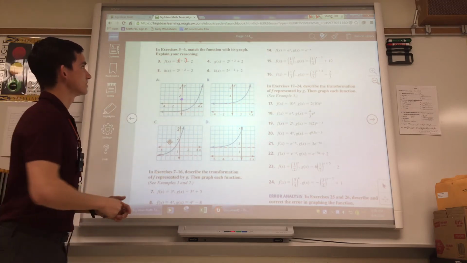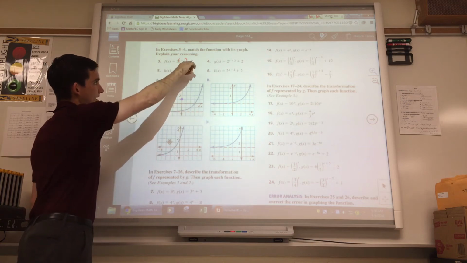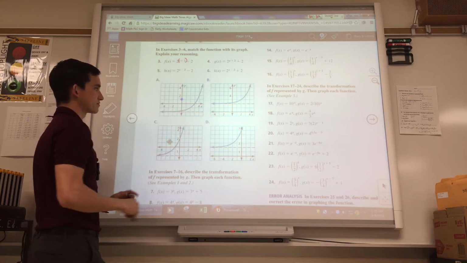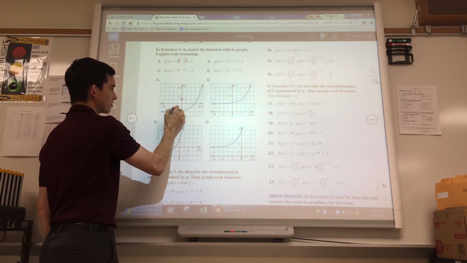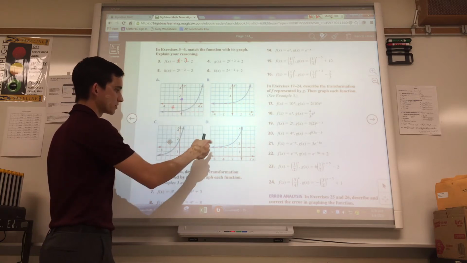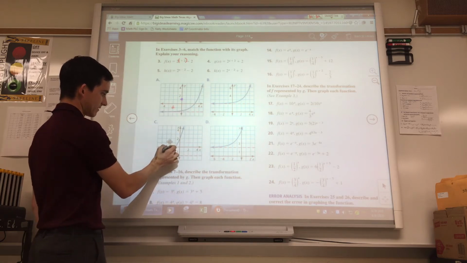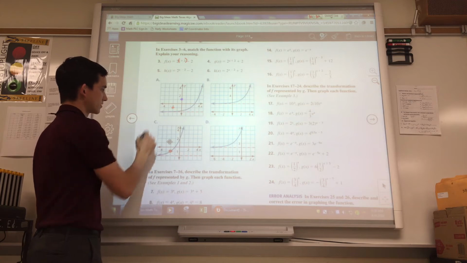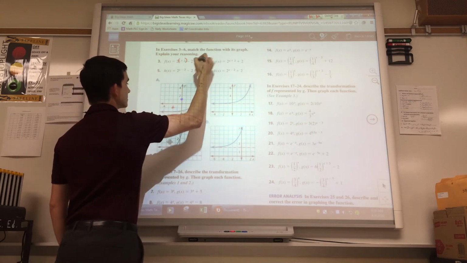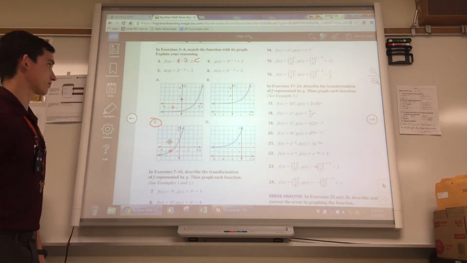It says +2, so that means it shifts left 2, and then that -2 on the end would be down 2. So if I take this point and I go left 2, down 2, that would put me at -2, -1. So which one of these goes through -2, -1? Right there. That's the only one that would match up. So C is number 3.